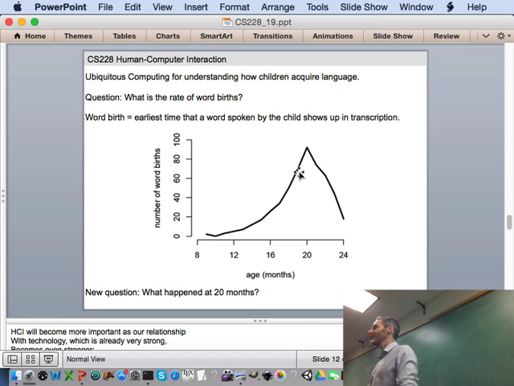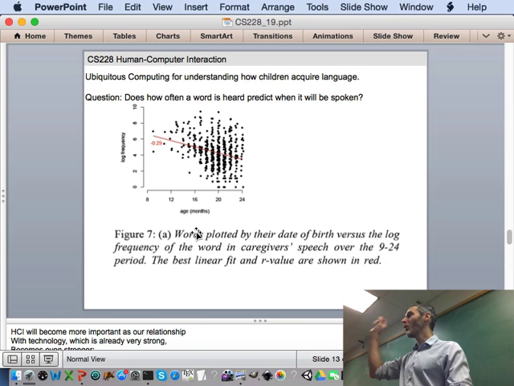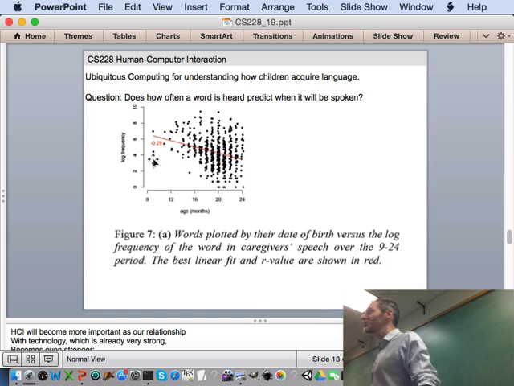Okay, this one's kind of interesting. Again, we've got a plot here with age along the horizontal axis, and each dot in this scatter plot corresponds to a word that was uttered by the child for the first time, the adult form of that word. For example, I think water was one of the first words this child uttered, so this dot down here might be water. The height of this dot is the log frequency of the word in caregiver speech, which is basically the frequency at which the other three members of the household were uttering that word.